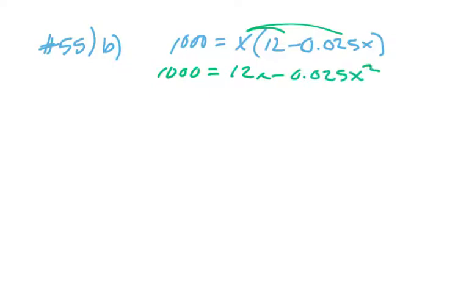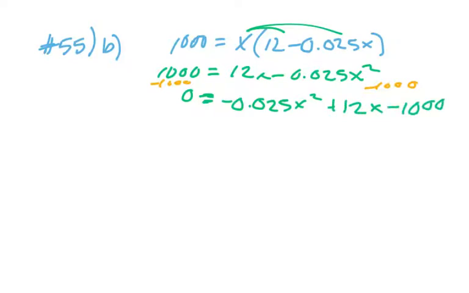And then in order to get where we want to go, we need a 0 equal, so we'll subtract this 1,000. And then you can hopefully see that it becomes a quadratic of negative 0.025x squared plus 12x minus 1,000. Then we go through and we're trying to use an a value, in this case, of negative 0.025, a b value of 12, and a c value of negative 1,000 into your quadratic equation.